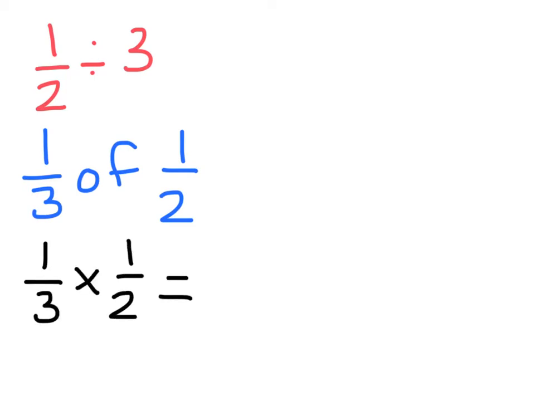So we're going to take 1/3 times 1/2 to find our answer. And that answer will be 1 times 1 equals 1 over 3 times 2 equals 6, or 1/6. So each part is 1/6 of the whole piece of clay. Now let's try method 3.